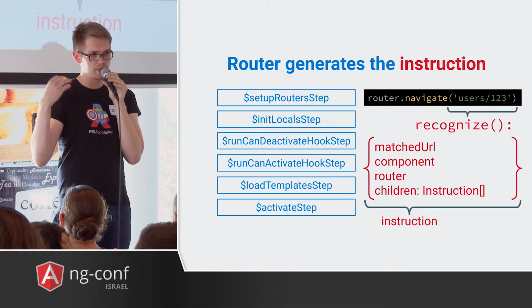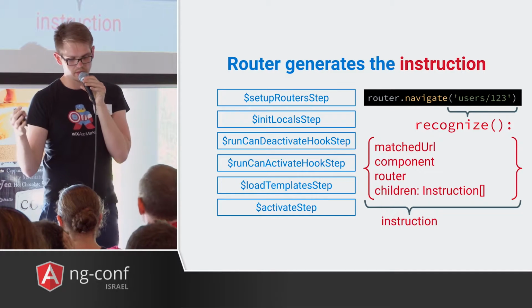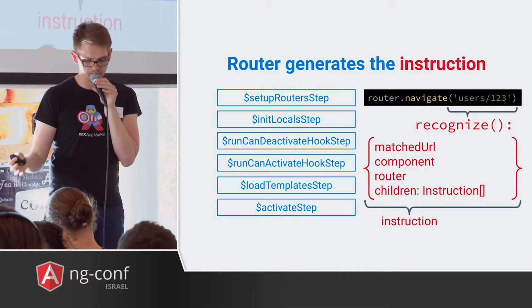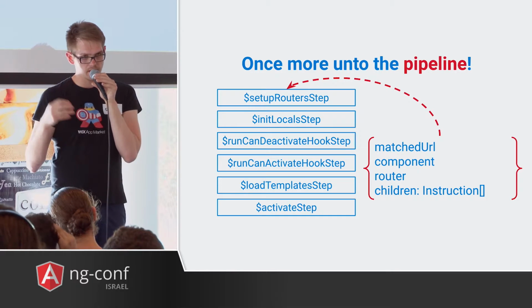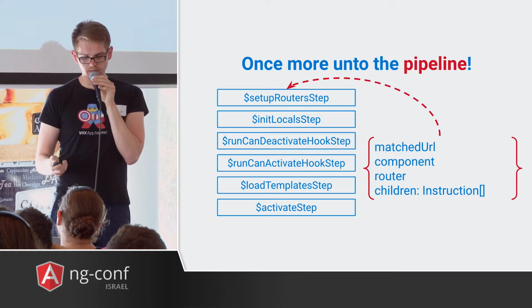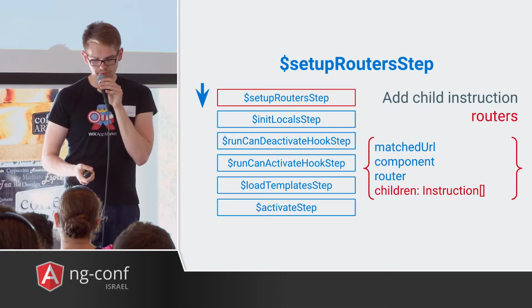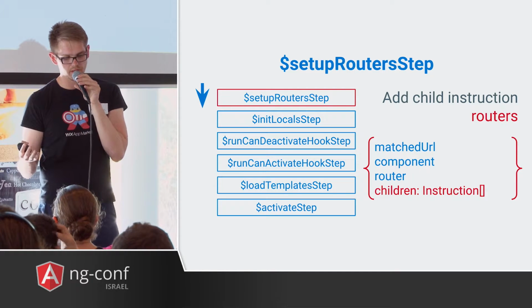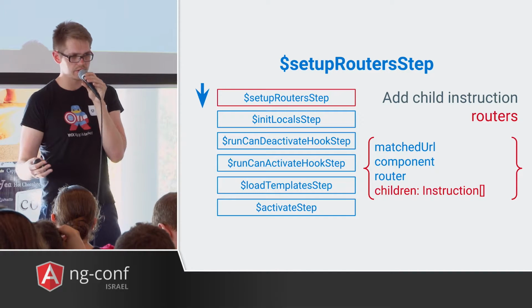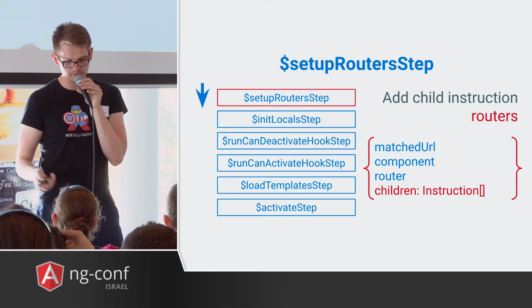It has the matched URL, which is where it's trying to go to, the component that actually matched it, the router that did it, and then some sort of recursive structure of other instructions. What it does then is it puts the instruction into the pipeline, and the pipeline is a standardized thing. It goes through each of the steps in turn. The first step is to actually set up the routers, so go recursively over the children of the instruction and just add that to the data structure.